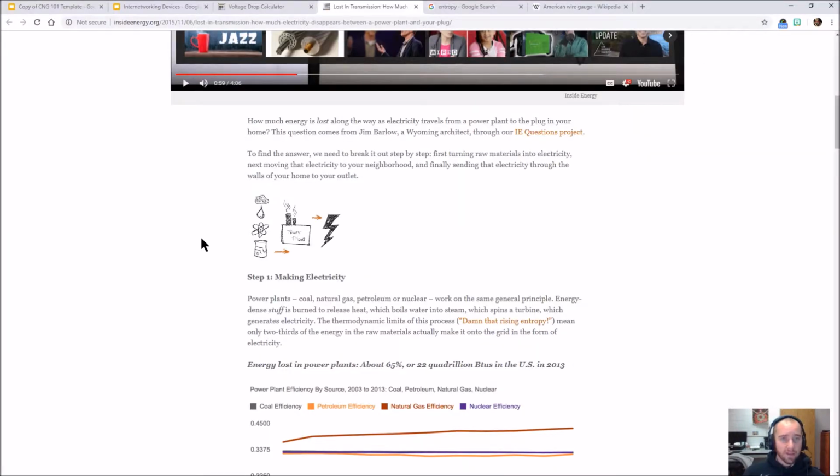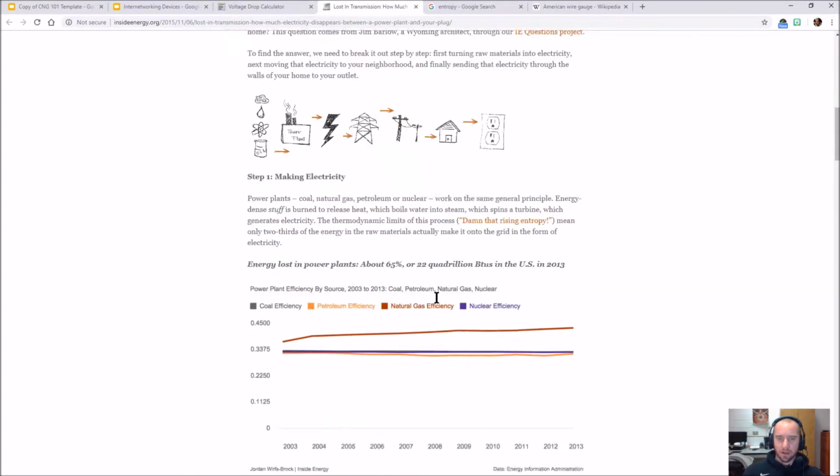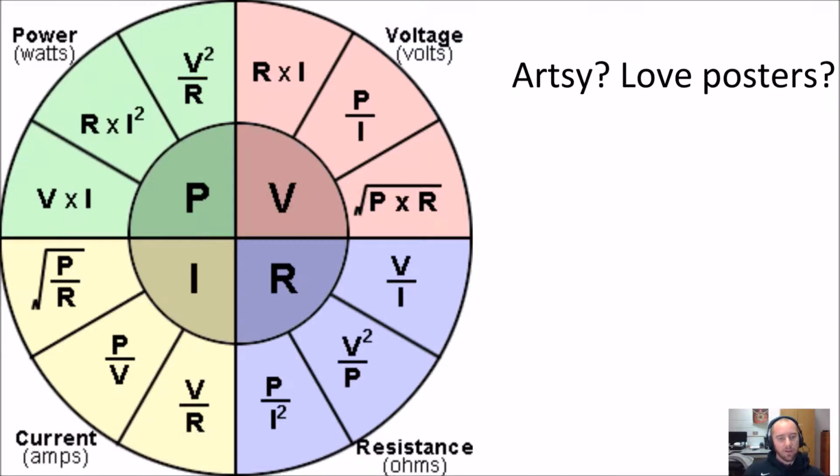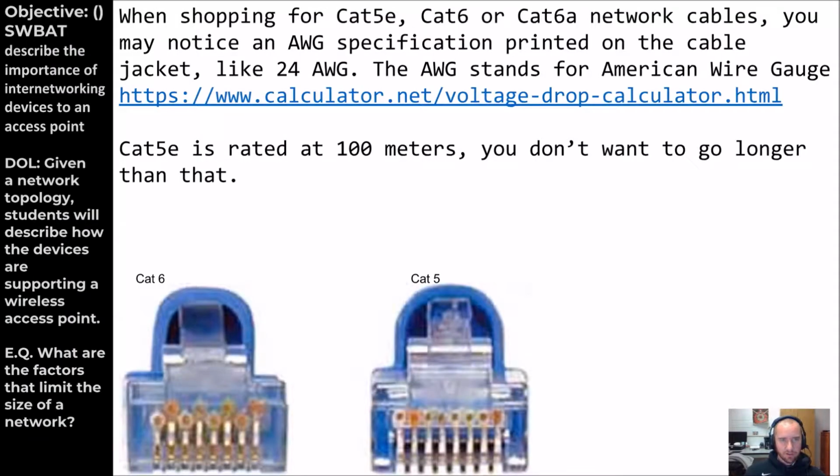So to learn more about this, I found a good website called InsideEnergy.org where they had this article about how as power is distributed to your household plug, it is losing power on its way there. And of course, there's different ways to create energy, right? We got coal, petroleum, natural gas, and nuclear energy. And we won't go too much into why or how this is happening, but if you're artsy, here's a cool poster to wrap your mind around the equations they use for this.